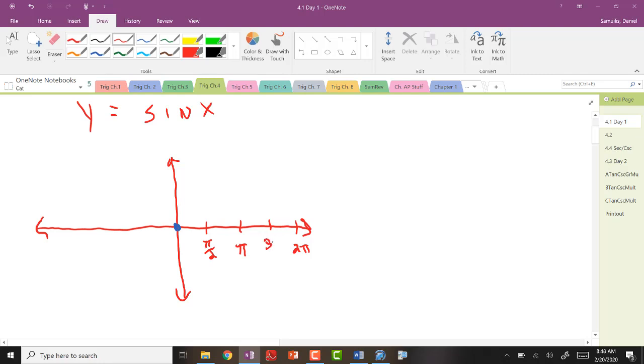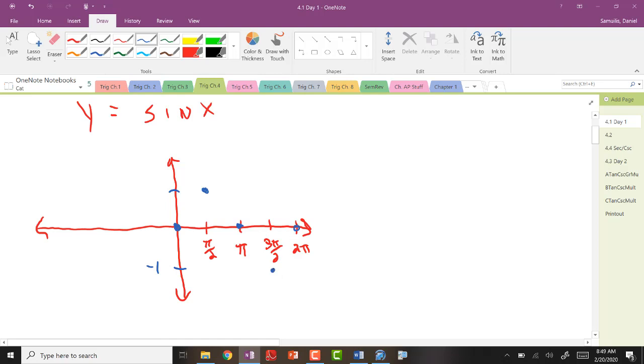Now, for those that completed your chart, what is the sine of pi over 2? What do we get for the sine of pi over 2? Oh, no. Waiting too long. 1. What's the sine of pi? 0. What's the sine of 3 pi over 2? Negative 1. And then what's the sine of 2 pi?